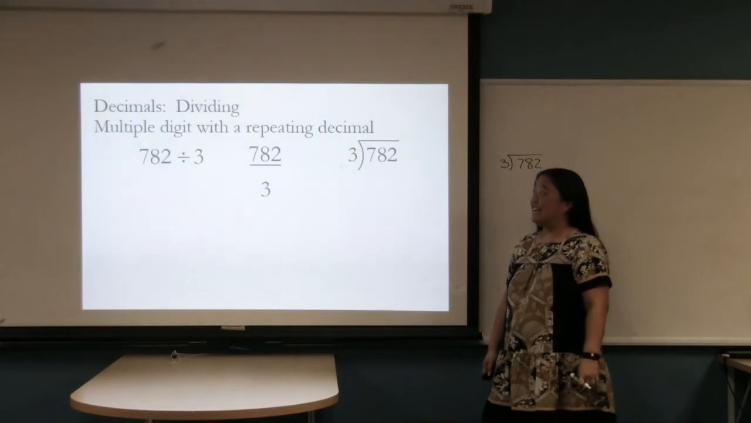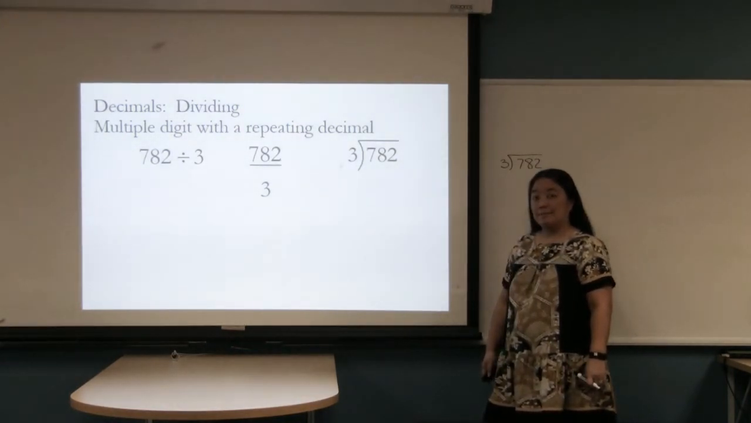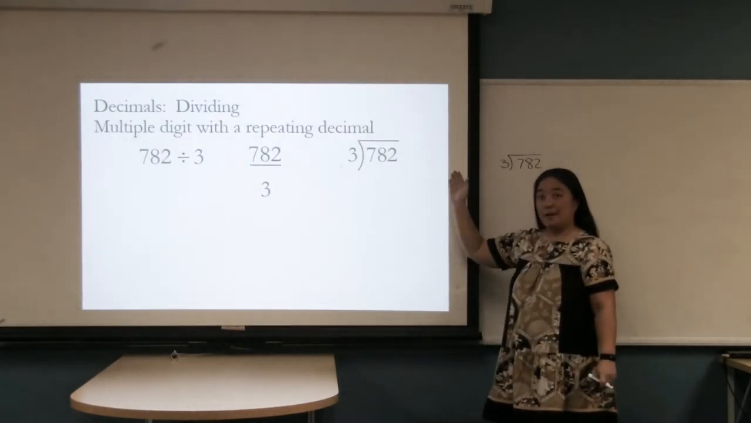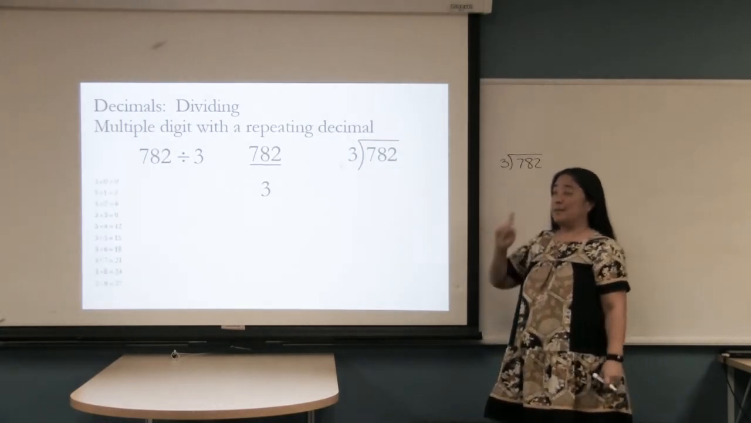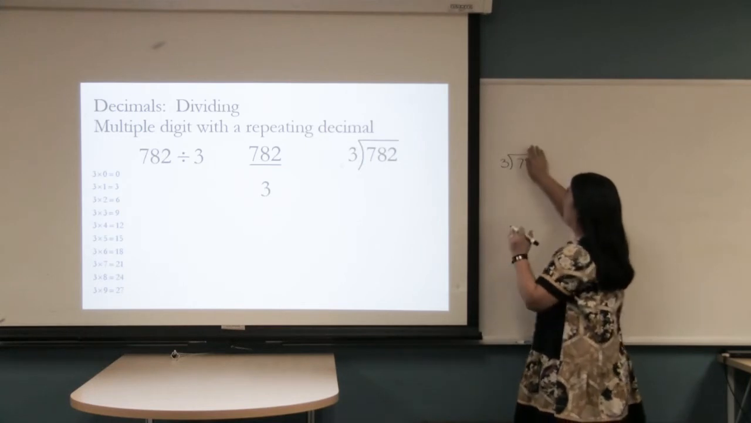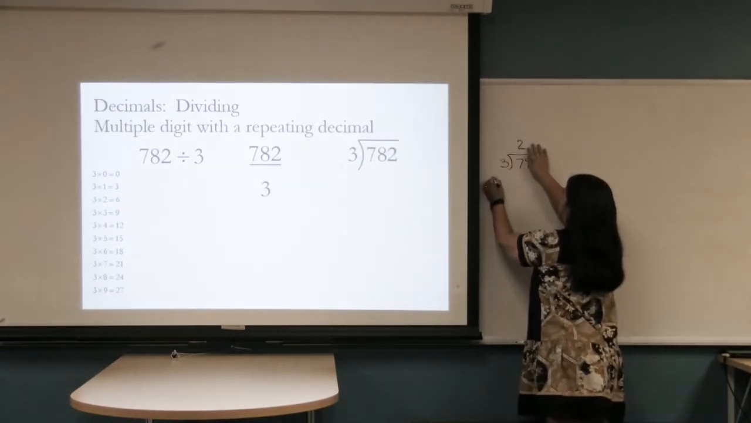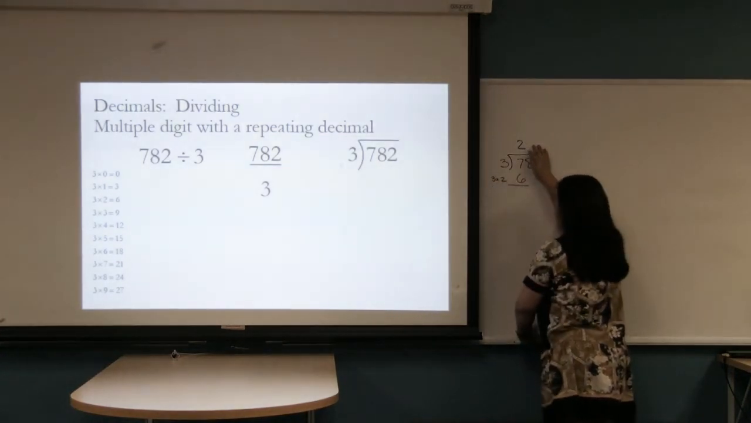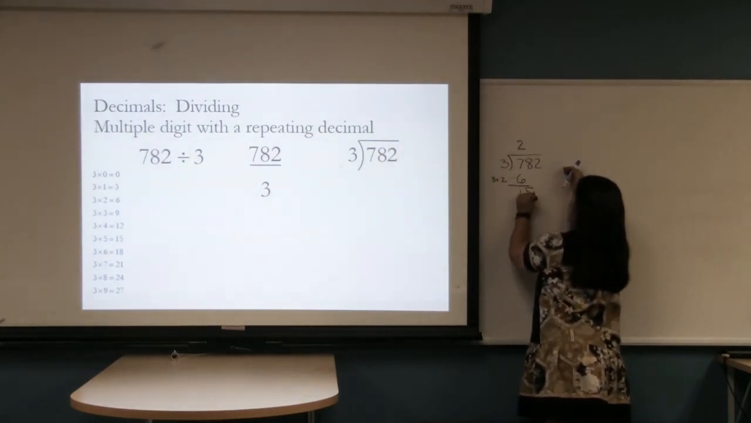Decimals dividing multiple digit with a repeating decimal. We're going to have it written left to right, top to bottom, inside out, and on the whiteboard. We're dividing by 3, so keep that 3 times table in mind. I feel like we've done this problem before. 3 into 7 goes in there twice, and 3 times 2 is 6, and we subtract. 7 minus 6 is 1, bring down the 8.